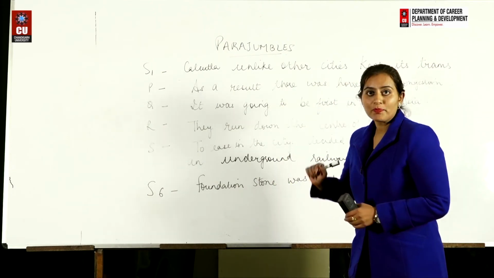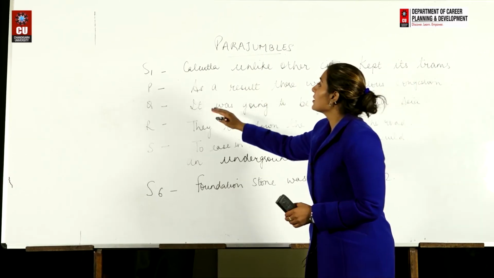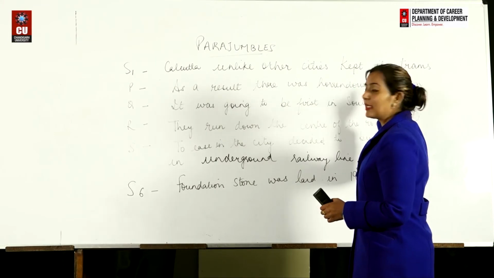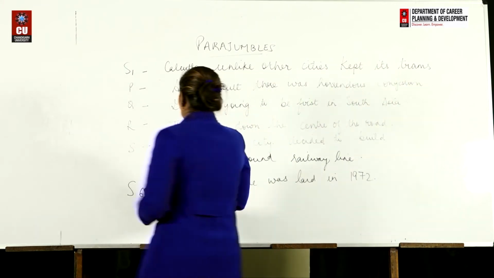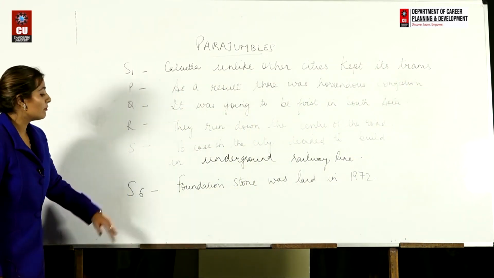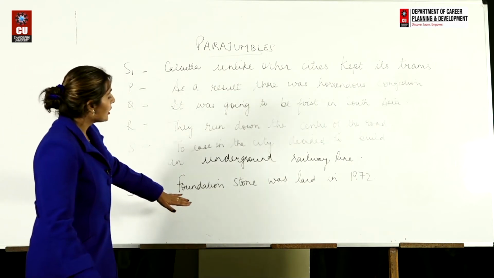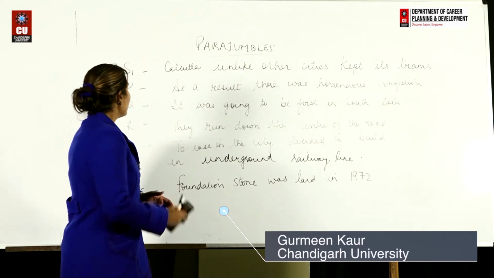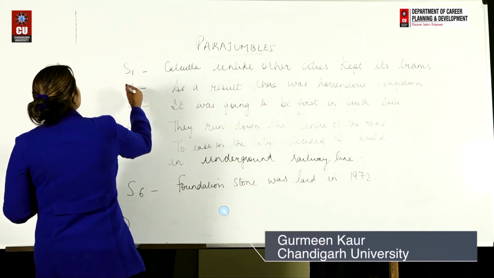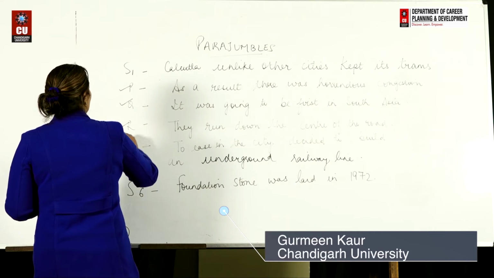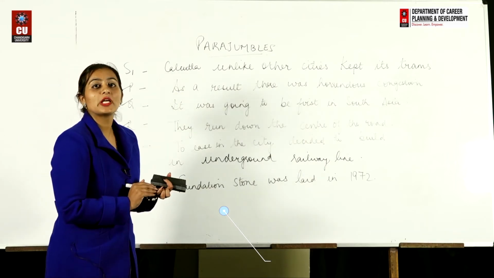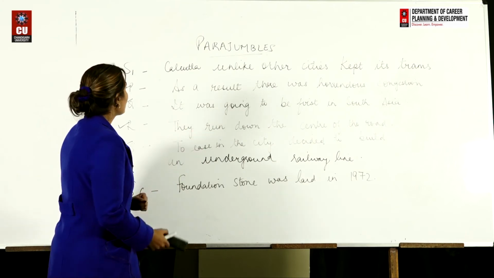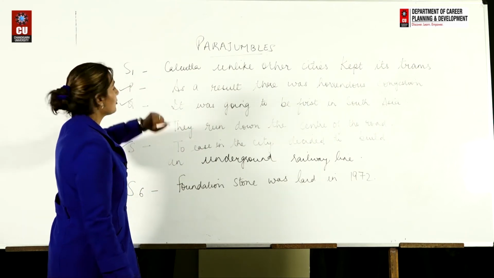Alright, so we will look into the example which has an opening and closing statement. Now here statement 1 says, Calcutta, unlike other cities, kept its trams. And statement 6, which is the closing statement, says, foundation stone was laid in 1972. Now, we need to look at sentences P, Q, R, S. We need to put them in sequence. Now, what do we do? How do we go ahead with it? Let's look at the first opening statement.